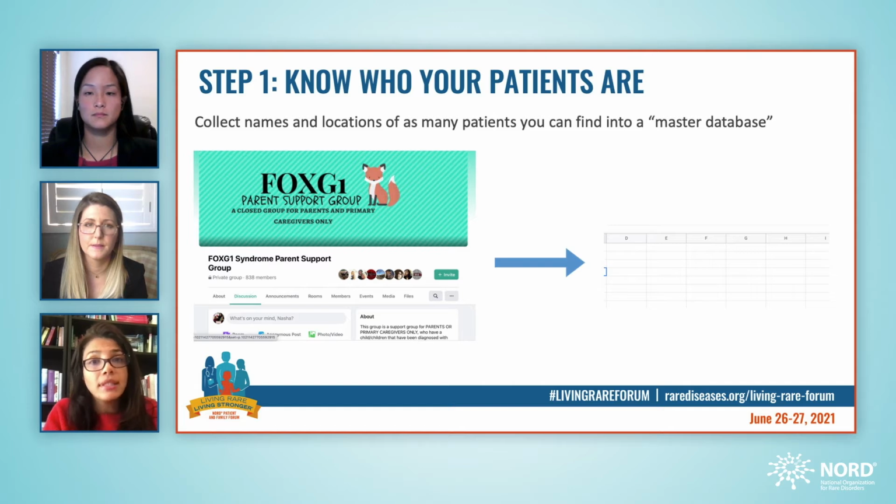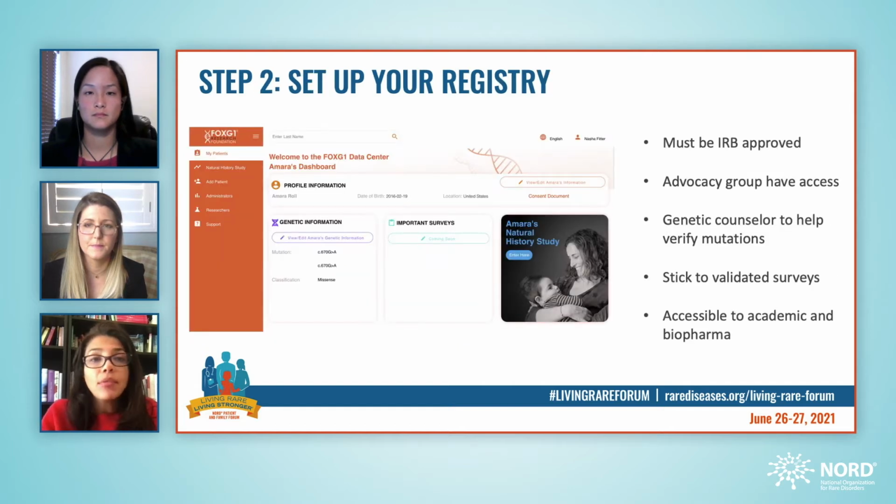The next step was setting up a registry. There are many registry platforms, and I'm not here to advocate one versus another. What I am here to tell you is when you look for a registry platform, you want to look at a couple of features. One, it has to be IRB approved. Two, and very importantly, you must have access to your own data. There are platforms where you join and then you, as the advocacy group, cannot access that patient data. That is not very helpful. You need to have access.